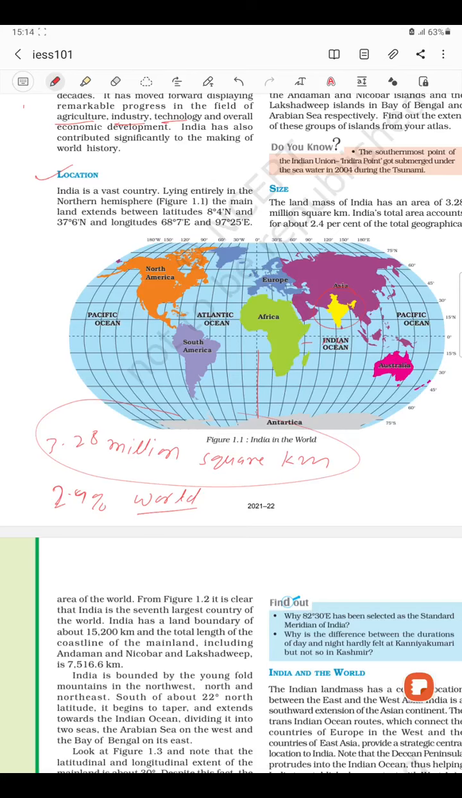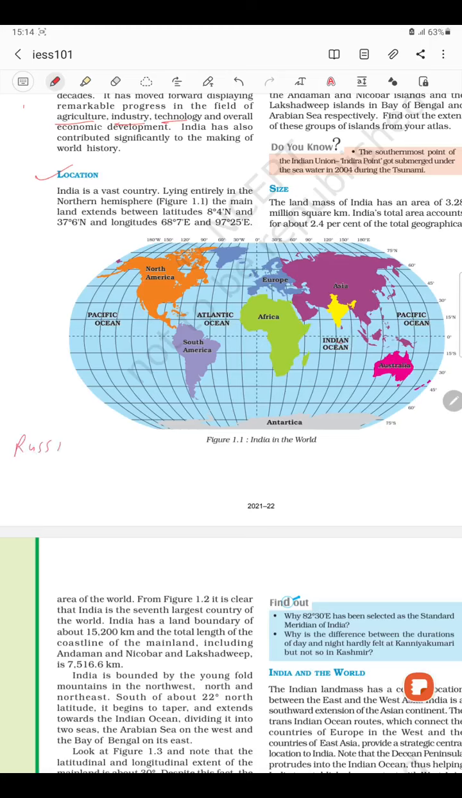And China, by the area, is the 4th largest country. I am just writing the names of countries which are larger than India by the area. First, area wise, the first largest country is Russia. This one will be Russia. The first largest country of the world by area is Russia.